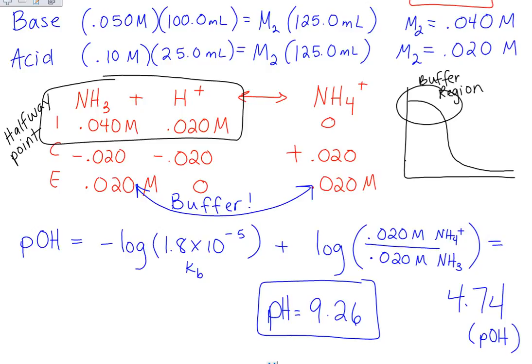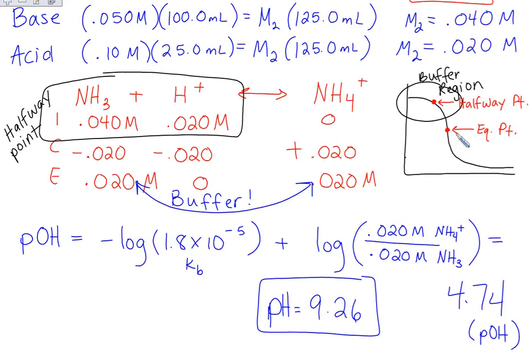This halfway point really is halfway to the equivalence point. So if this was the equivalence point, right in here, this would be the halfway point. It's going to fall in the buffering region. If I look at what I had after my ice table was complete, I did have a buffer. I had the weak base and its conjugate acid. So the halfway point will fall in the buffer zone. But it really is halfway to the equivalence point.